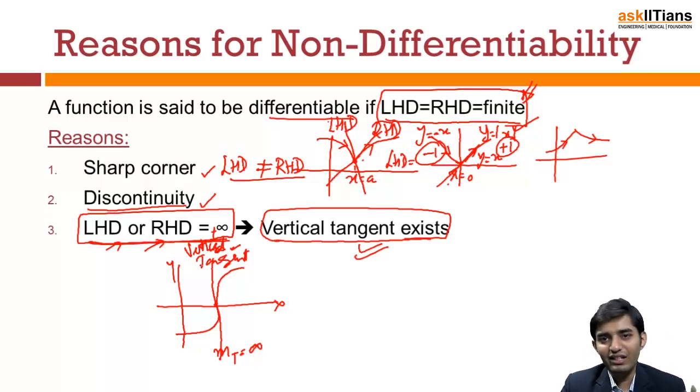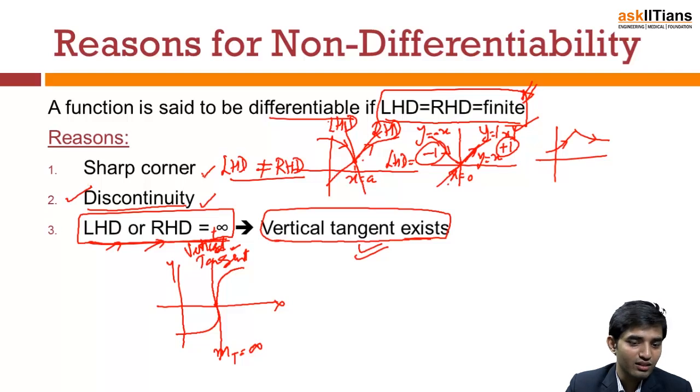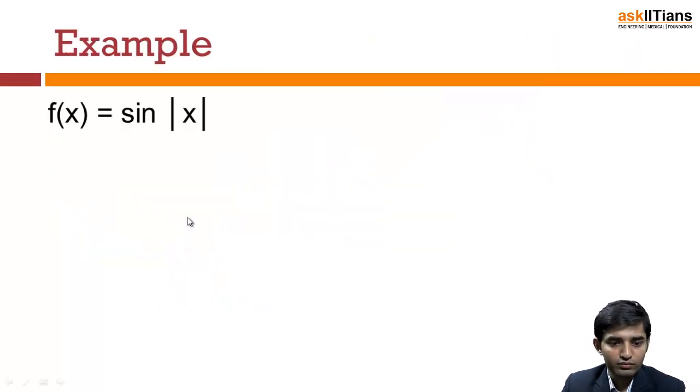So there are three main reasons which you have to remember. First is a sharp corner, where suddenly there is a change in the graph. Second one is discontinuity, where there is a break in the graph. And third one is that a vertical tangent exists. These are the three main reasons why any function may be non-derivable or non-differentiable. Both are the same thing. Now let us see this example.